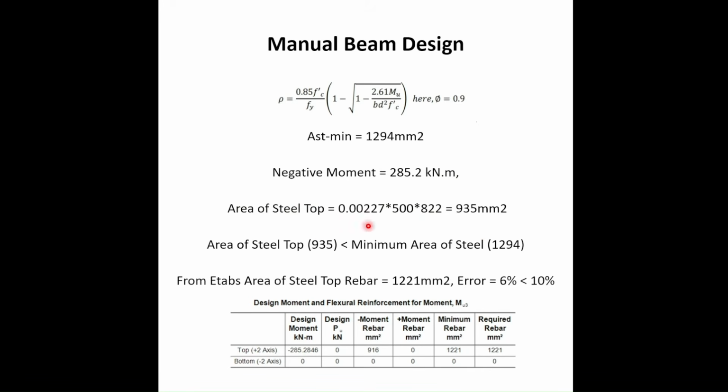And this is the moment. Remember, this is the area of steel we computed, but you can see 935 millimeters squared is less than the minimum steel we calculated. Therefore, we will use the minimum steel, as ETABS calculated. But there is a difference. If you calculate the error, it is 1294 minus the ETABS value 1221, over the ETABS value, and this error will be 6%, which is acceptable.